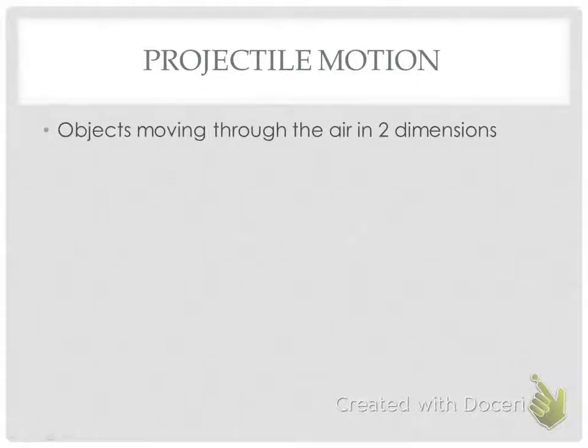Projectile motion is when you shoot something through the air and it moves both horizontally and vertically. Okay, so objects are moving through the air in two dimensions or two directions, right? If dimensions throws you off, directions means horizontally and vertically. Dimensions means the same thing. It's moving both horizontally and vertically.